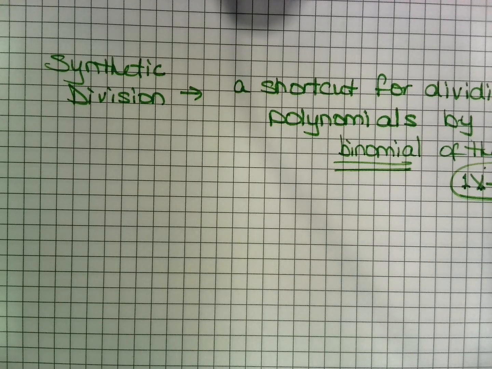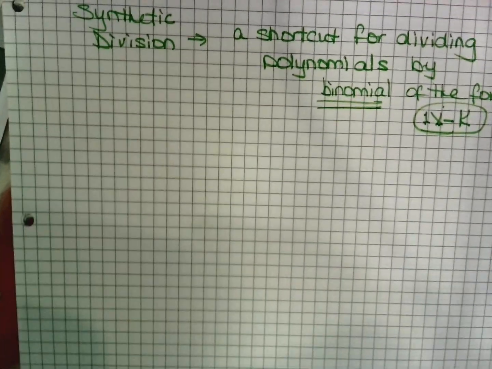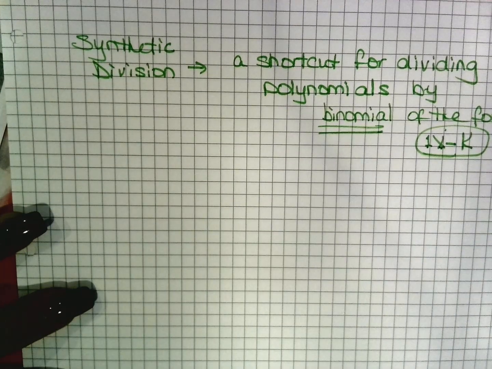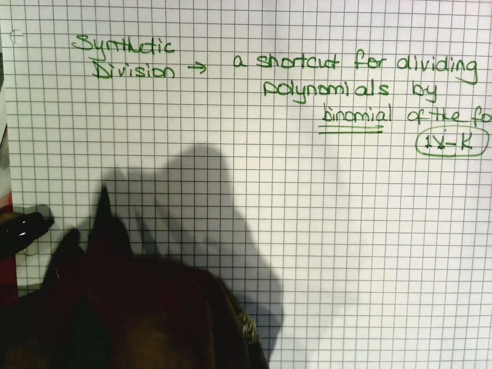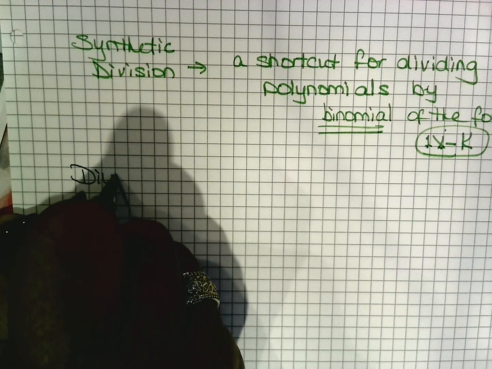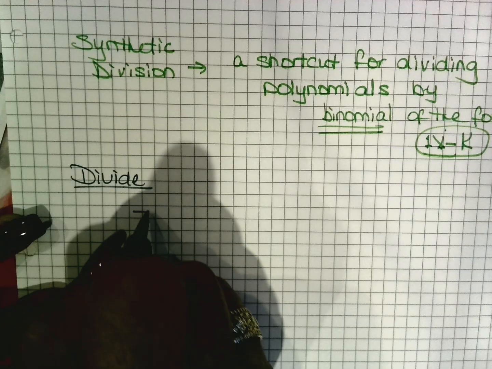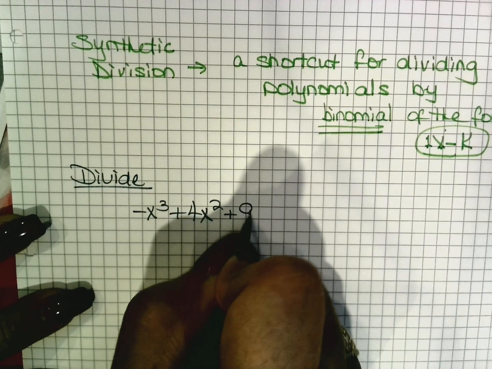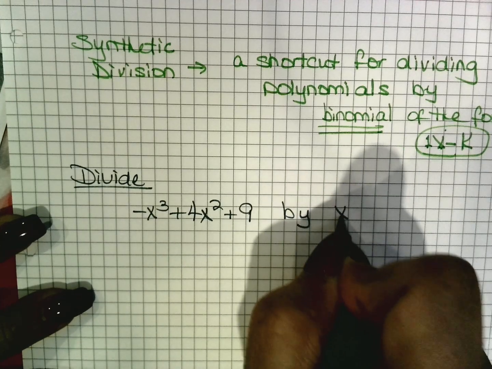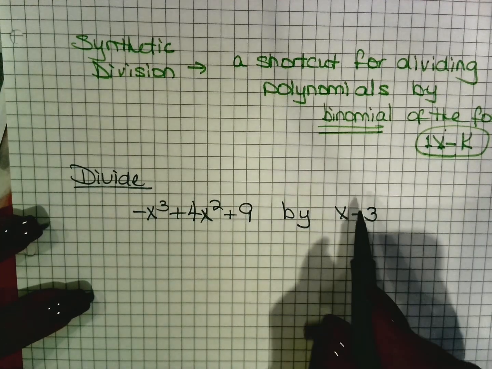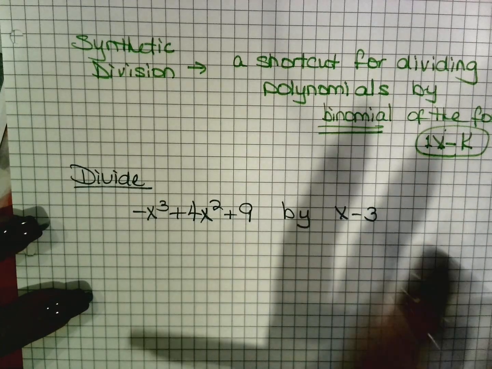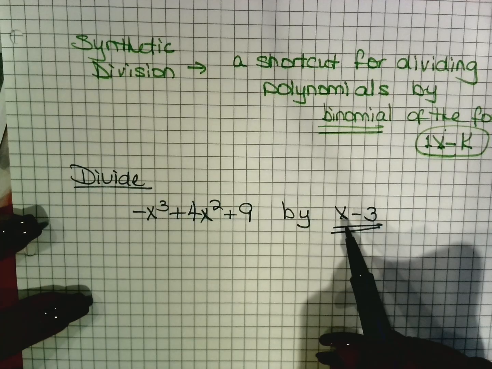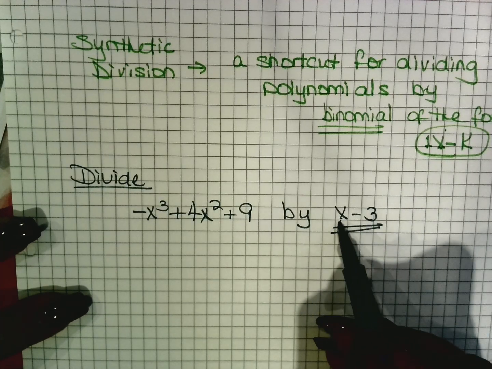So again, long division you can use for anything. Synthetic you only use for this special case. So let's do an example of a special case where synthetic can be used. So if I ask you to divide this by x minus 3. In order to figure out whether I can use synthetic or not, I have to look at the by part, right? What am I dividing by? It has to be a binomial, two terms.